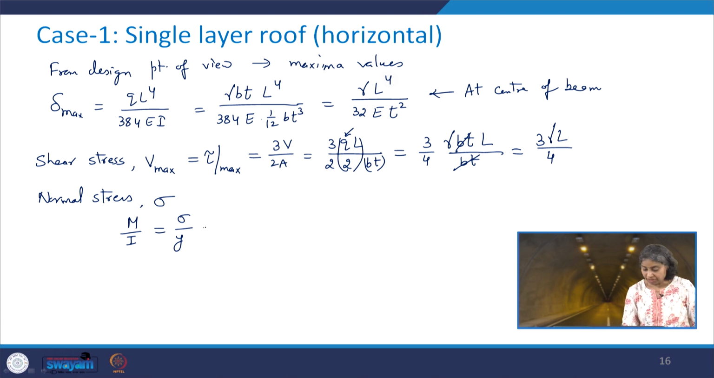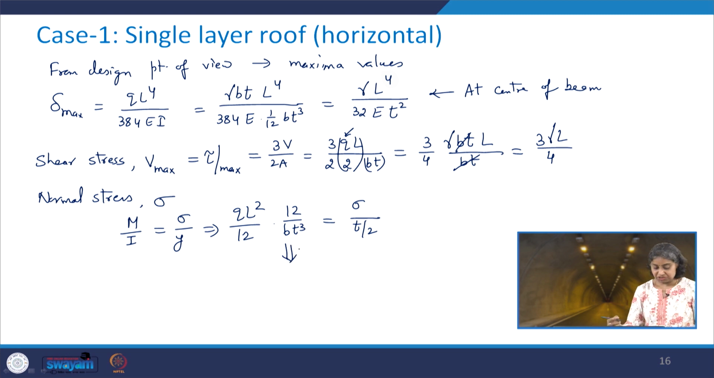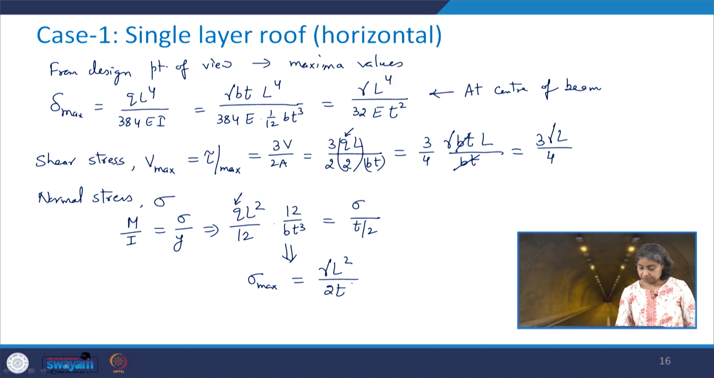So, the bending moment is Q L square by 12, and then you have 12 upon B T cube, which is I. So, here you have sigma, and in this case the neutral axis is going to be at T by 2. So, if you substitute Q as gamma B T and simplify this, what you are going to get is sigma max is equal to gamma L square upon 2T. So, this can be tensile or it can be compressive.